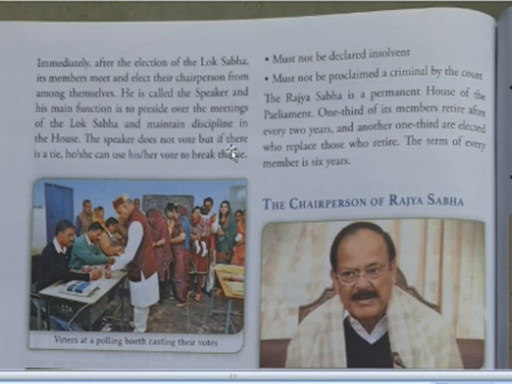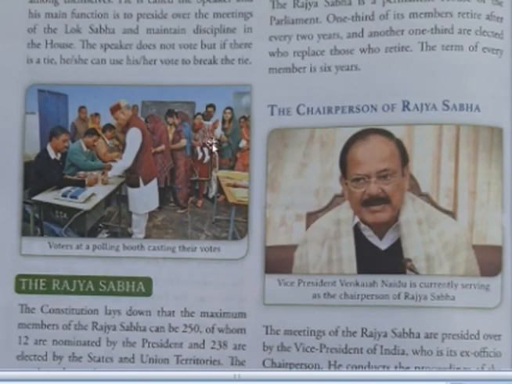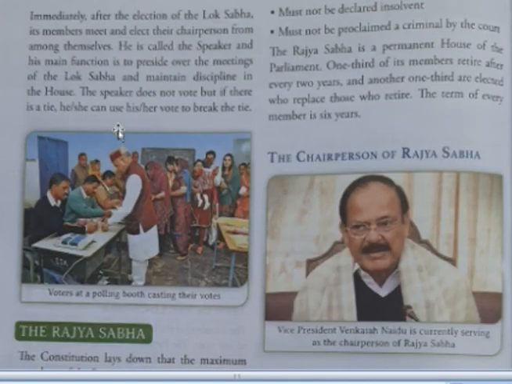The speaker does not vote, but in the case of a tie, he or she can use his or her vote to break the tie. So suppose on any bill there is a tie in the Lok Sabha, then the speaker casts his or her vote. In normal cases, he or she doesn't cast a vote. So these are the functions of the Lok Sabha and the speaker, and how the Lok Sabha is formed and how the speaker is elected.